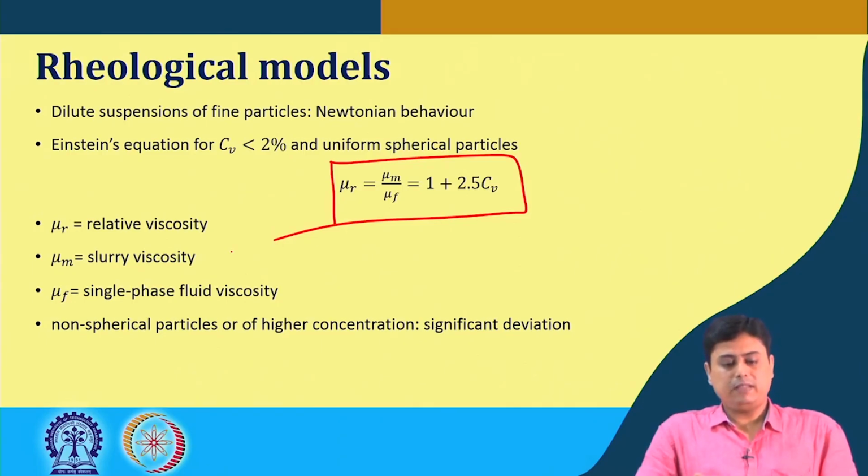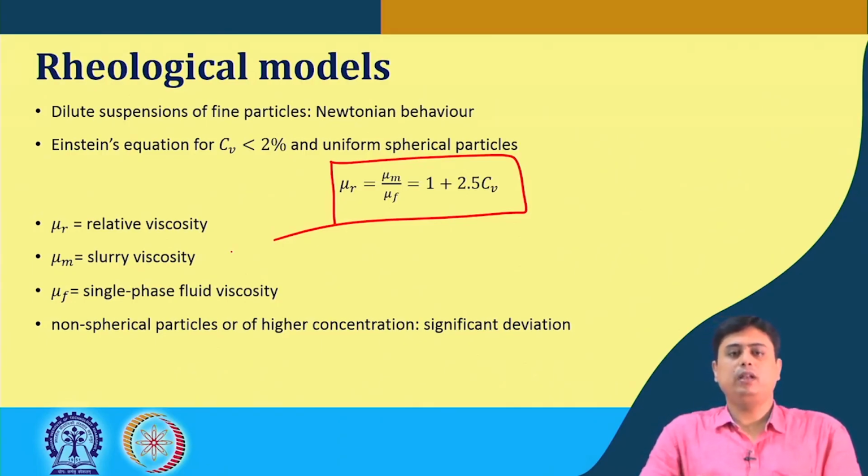So, it specifically applies in the range when there is a very dilute suspension, the solids concentration is less than 2% volume concentration, and it consists of uniform spherical particles. But in most of the cases, these criteria are not satisfied. So, in case of non-spherical particles and higher concentration, there is a significant deviation from the predictions by this expression of the mixture viscosity.